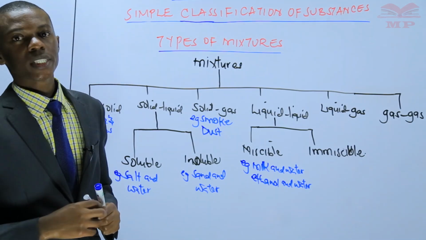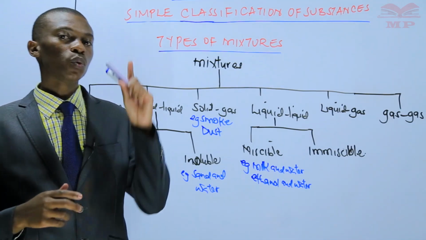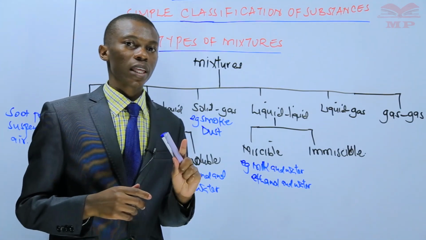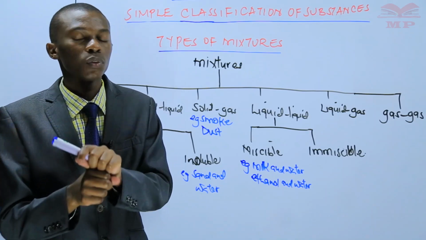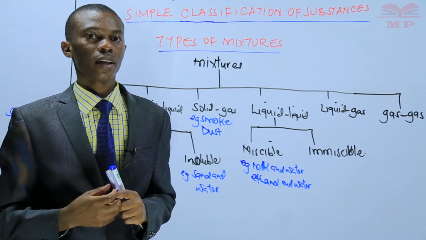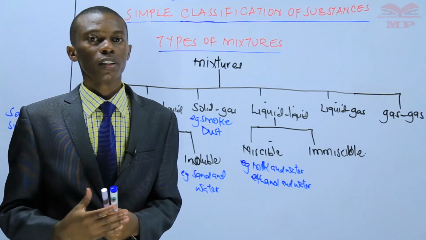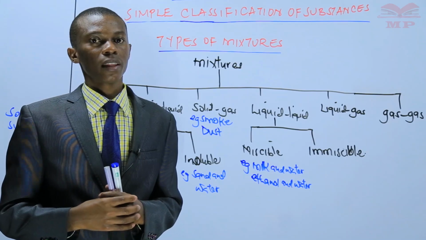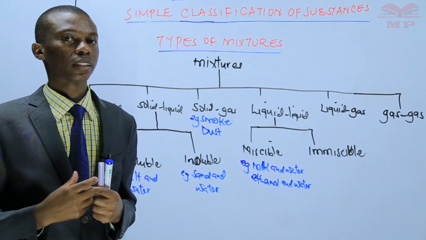Immiscible liquid-liquid mixture. This is a mixture where we have two liquids, and these liquids do not mix. When you put them together, you're going to observe two layers. For example, if you take water and cooking oil and put them together in a container, you're going to have two layers because they cannot mix.